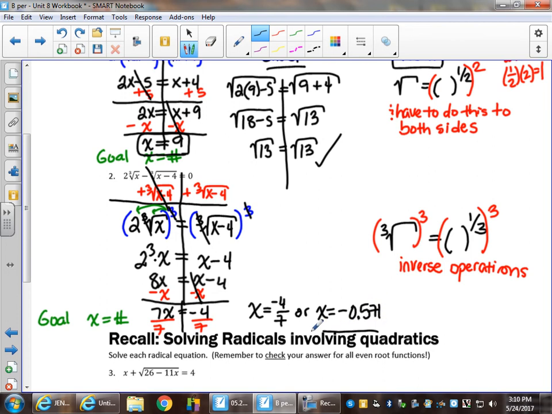-0.571. So either answer is acceptable. Remember, on the SAT, we need to round to 3 decimal places. So for decimal answers, we will always go to 3 places.